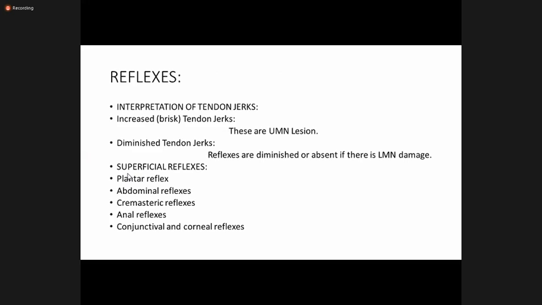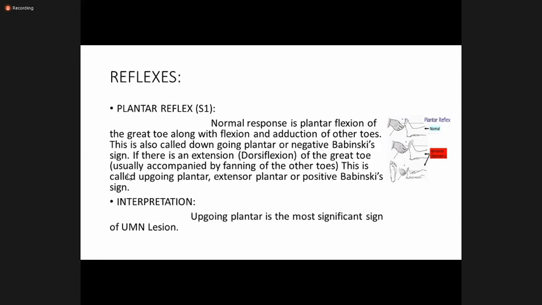So the superficial reflexes are the plantar, abdominal, cremasteric, anal, conjunctival, and corneal reflexes. We will elaborate one by one. In the plantar reflex, the normal response is plantar flexion of the great toe along with flexion of the other toes. This is also called downward going plantars and negative Babinski sign.